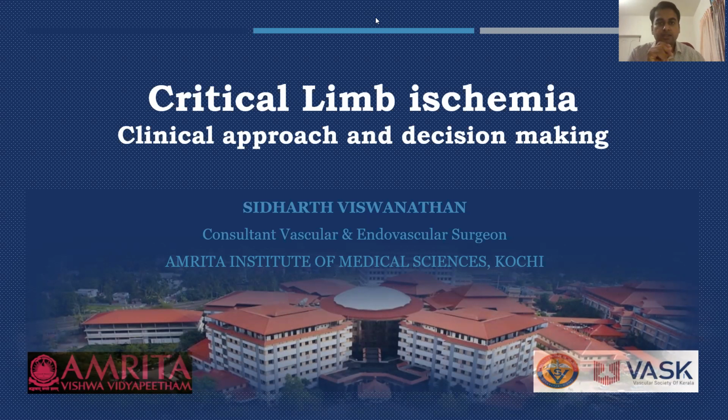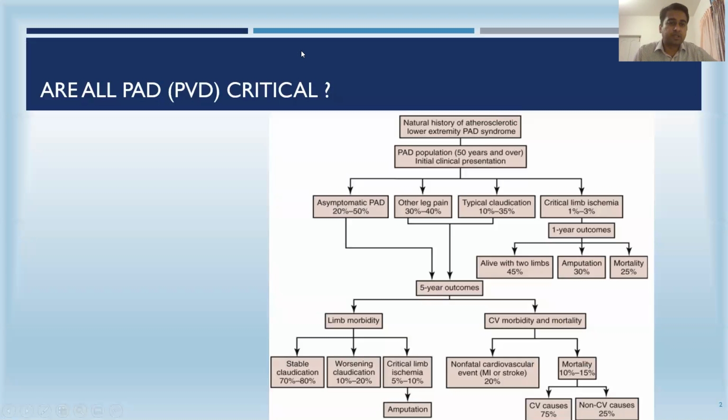So good evening, everyone. Let me start off the session by explaining the concept of critical limb ischemia and how we go about decision making in CLI. So we've all heard of peripheral arterial disease or peripheral vascular disease, but the real question is, are all PVD critical? So the simple answer is no.